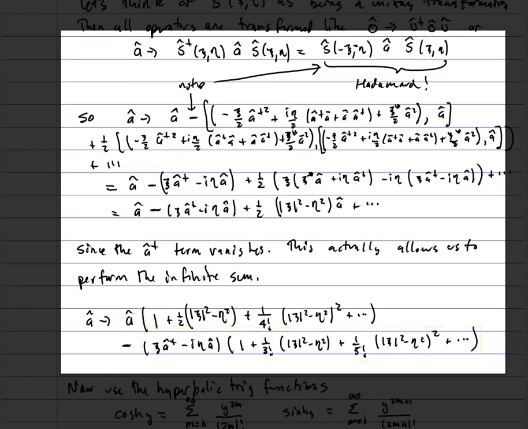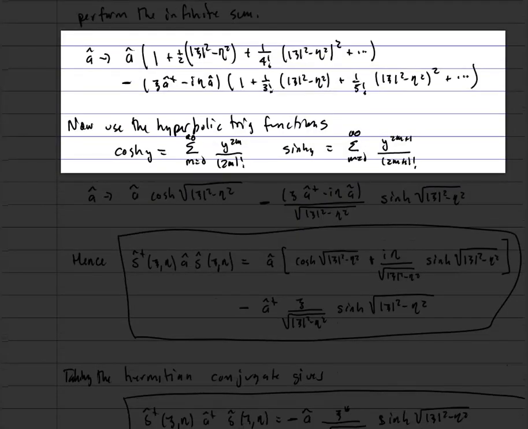Now what I want to do is remind you of what hyperbolic functions are. So the hyperbolic trig functions: cosh y is the sum m equals 0 to infinity of y to the 2m over 2m factorial. Sinh y is the sum m equals 0 to infinity of y to the 2m plus 1 over 2m plus 1 factorial.